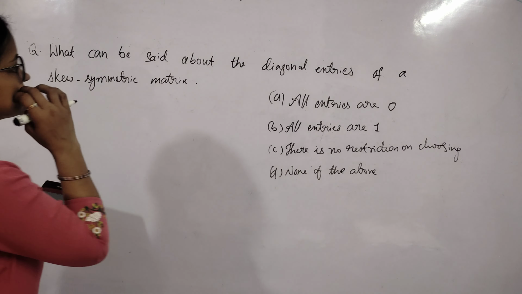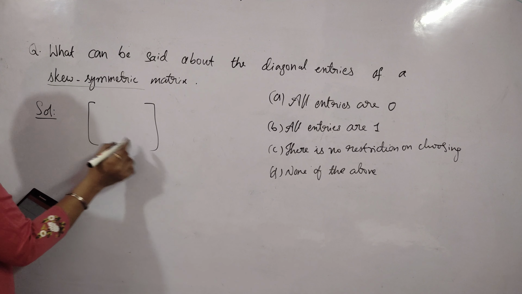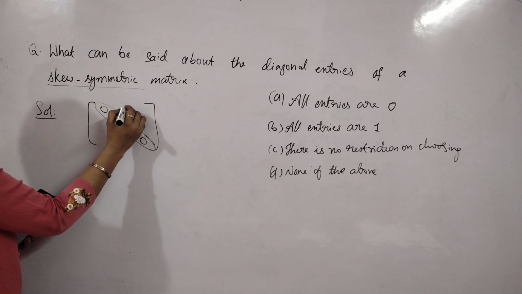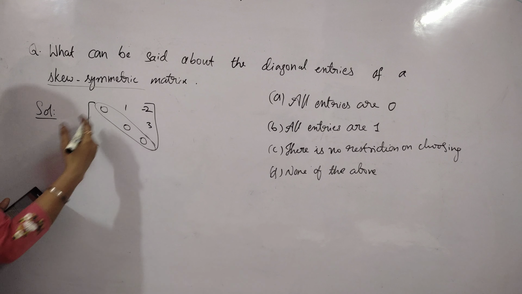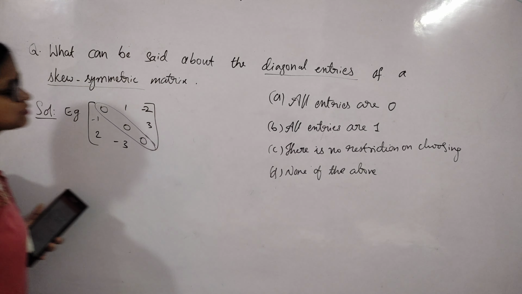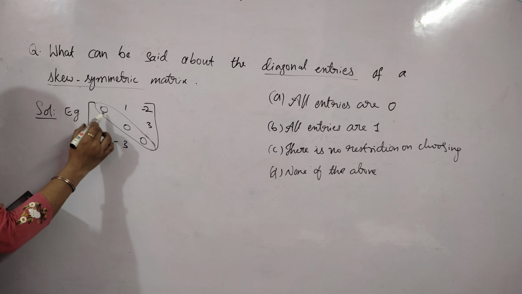So first, what is skew symmetric matrix? How is the matrix written? For skew symmetric matrix, the diagonal elements must be 0, and the upper part of the diagonal can be anything like 1, 2, 3, and the lower part of the diagonal has the same numbers but opposite signs: -1, 2, -3. So this is an example of a skew symmetric matrix. What they are asking about is the diagonal entries. So diagonally in a skew symmetric matrix, all the elements will be 0. So your first option is correct.